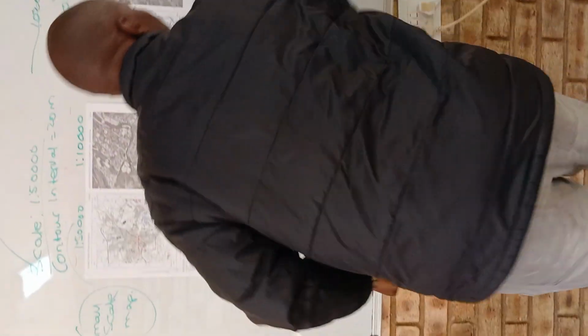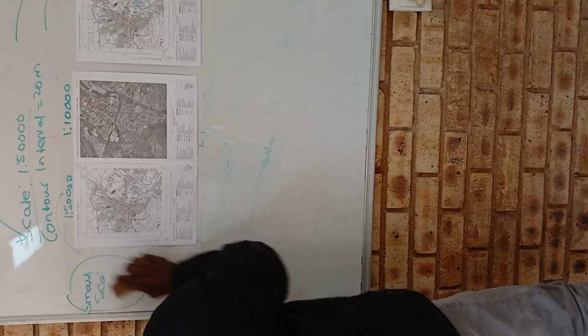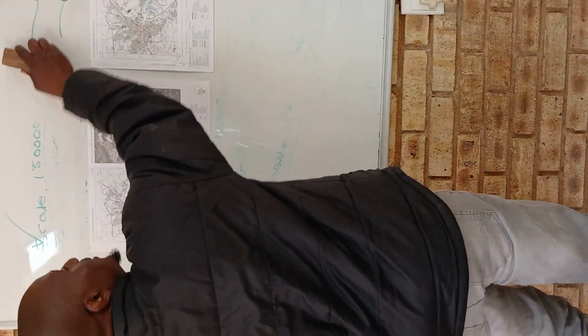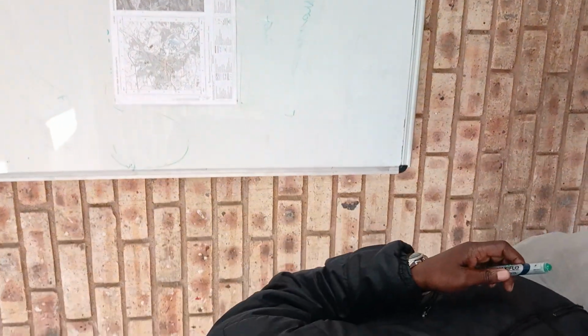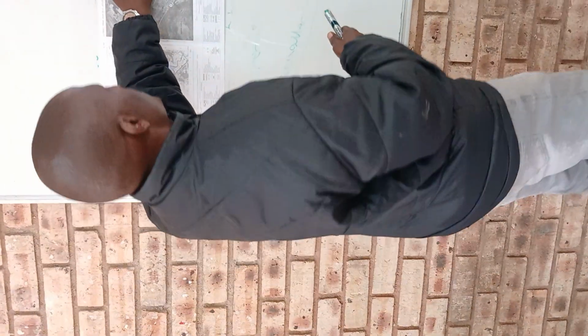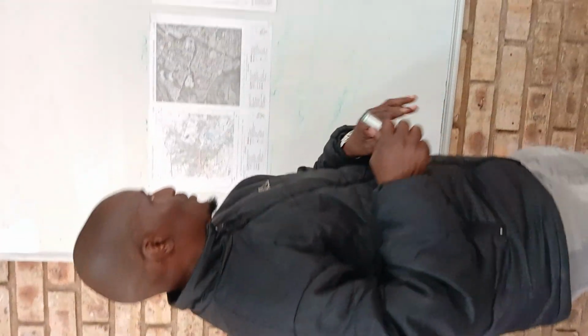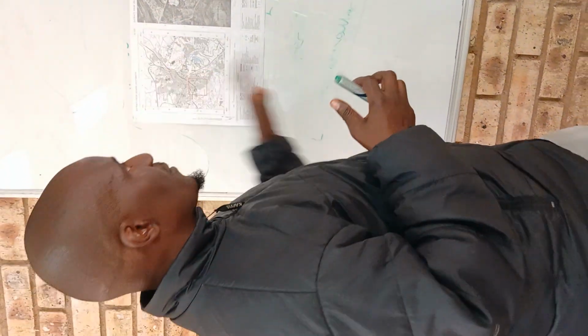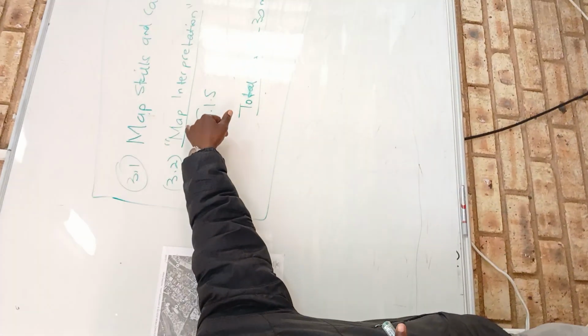Okay, let me move on to the next one. Now that you know the differences between your topographical and your orthophoto map, remember, there is information presented on these two types of maps. We need to be able to interpret or make sense of the information on our map. So what I'm going to talk about today is mostly map interpretation. How do you interpret the map?